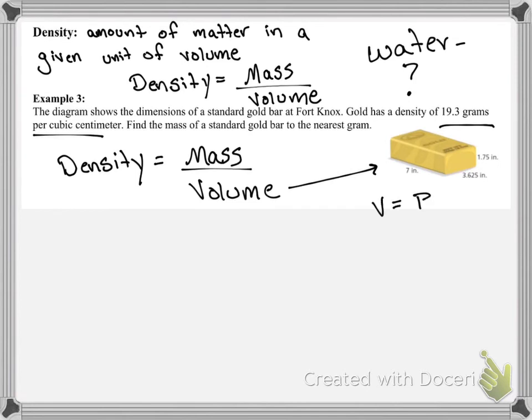So again, volume of a rectangular prism is big B times H. So I need to find the area of the base. If you notice, my base would be this rectangle down there, which is 7 inches on one side and 3.625 on the other. So my big B, to find the area of a rectangle, it's length times width. So 7 times 3.625.